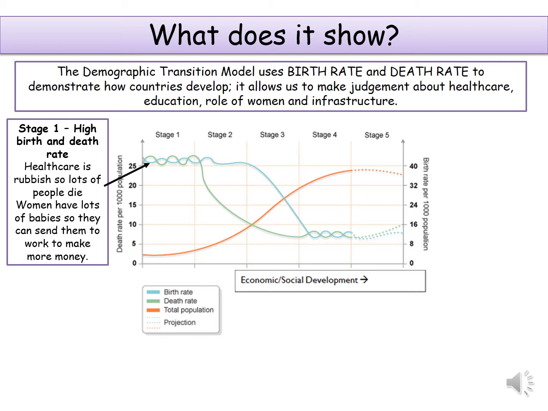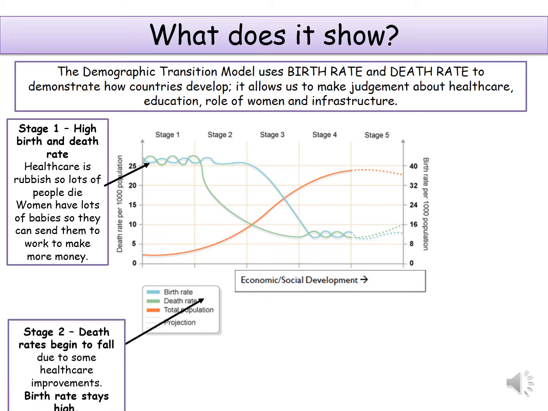We can see that birth rate and death rate are both really high in stage 1. And this is mainly because healthcare is a bit rubbish. So lots of people will die really soon. They don't have things like vaccination, so you can't get an injection to stop you from getting some diseases. And women have lots of babies because most of the jobs are in farming. So when the babies become a little bit older, they can go out and earn money for the family. Stage 1 is not a great stage to be in because it is very poorly developed.